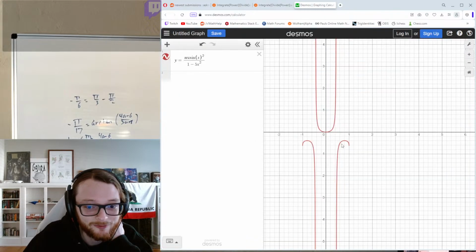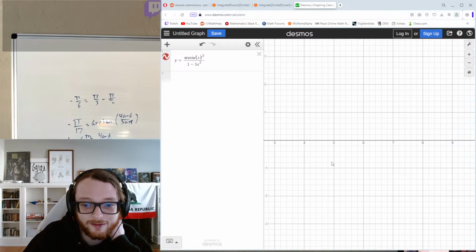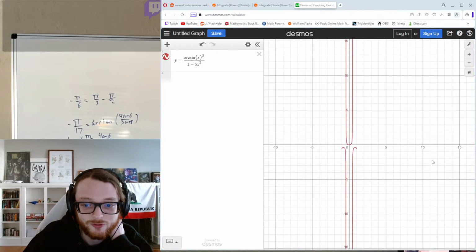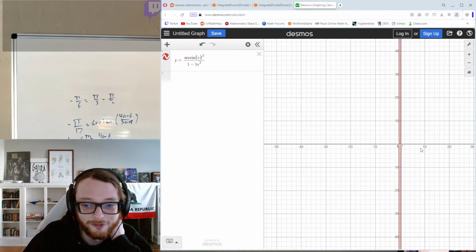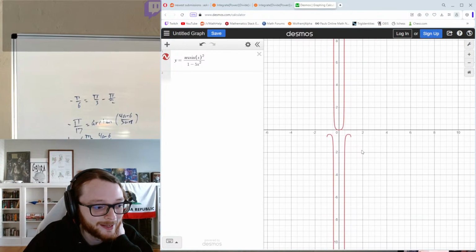And even Desmos, it only goes between -1 and 1. You definitely can't go out. Like when x equals 6 and 10, the function just isn't even defined. I think the problem is just bad.